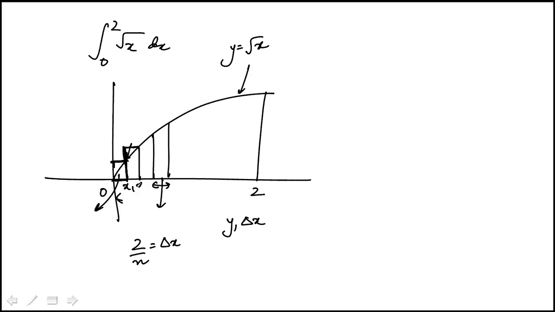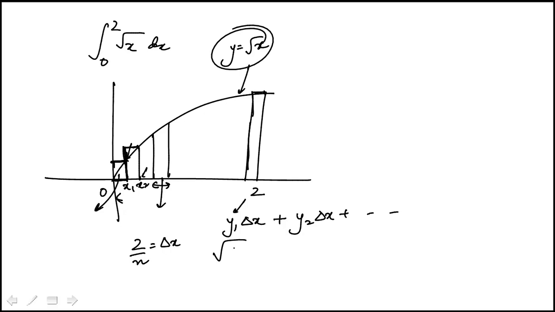Same thing we're going to do here. This is x2, and the corresponding value would be y2, so on and so forth. And the last one would be something like that. The y values we can find from the form of the function. So it's going to be square root of x1, and I'm going to factor out the delta x, which is really just 2 over n.